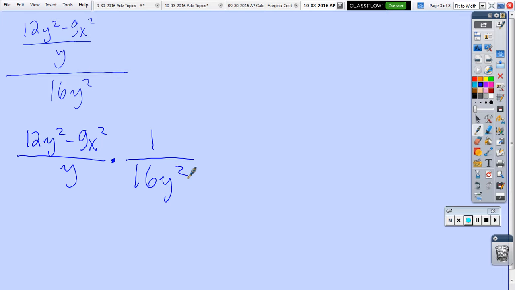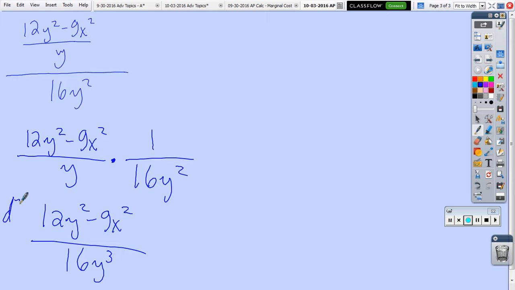Right, to divide by a number is to multiply by its reciprocal, so we have this, and then finally we have 12y squared minus 9x squared all over 16y cubed. Oh, cute. So I got this, except I got minus 3x instead of minus 9x squared.